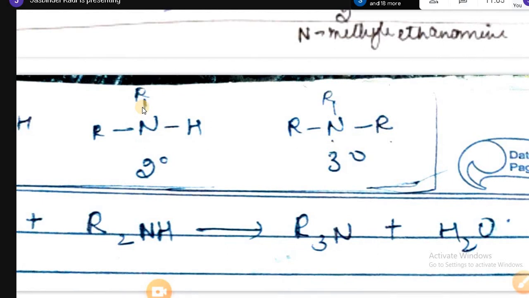So with this, two types of reactions: reaction in which the oxygen-hydrogen bond breaks, and second in which the carbon-oxygen bond breaks completely. Then next, in the next lecture, we will start with reactions in which both alkyl and hydroxyl groups are involved.